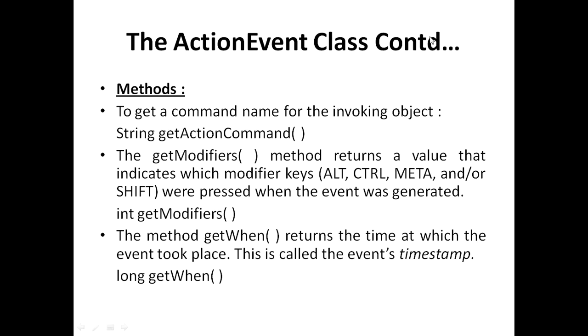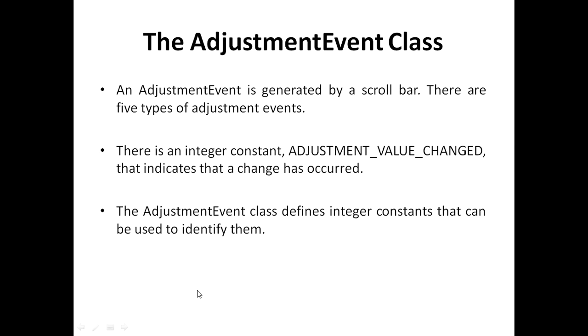Here is the syntax, int getModifiers. Then getWhen returns the time at which the event took place. So this is called the event's timestamp. So next, the next class which we have is the AdjustmentEvent class. It is generated by a scroll bar.